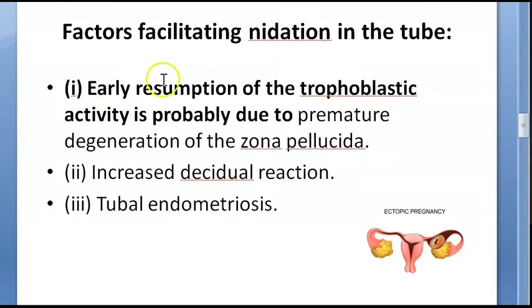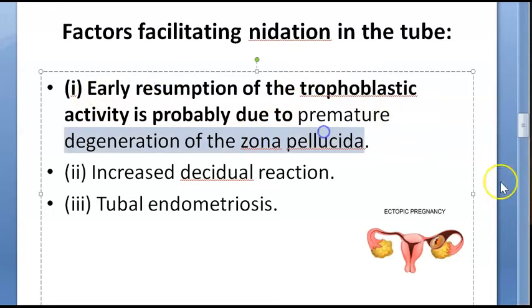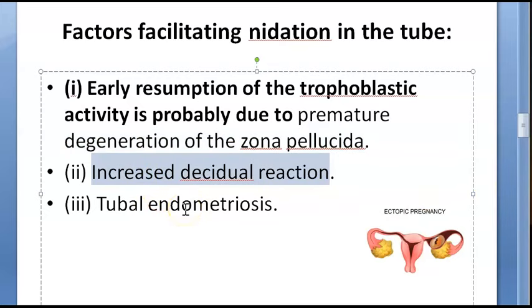So why does it happen in the tube? There is early degeneration of the zona pellucida, because of which there is some early trophoblastic activity. There is increased decidual reaction, that is the pregnant endometrium, right? Tubal endometriosis means the endometrial tissue is present outside the uterus, in the tube. Okay.